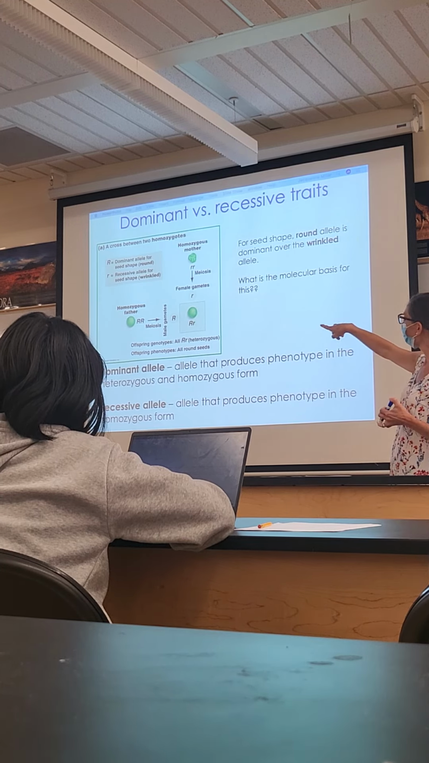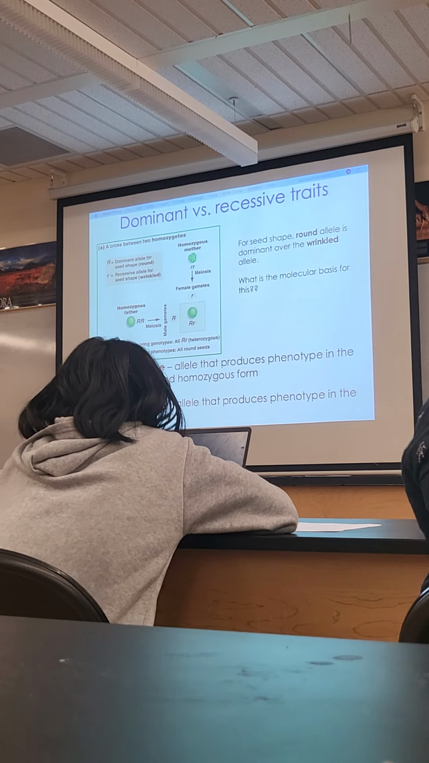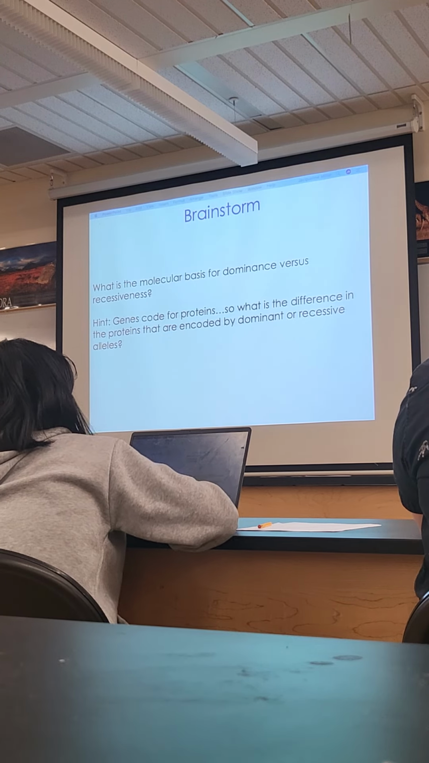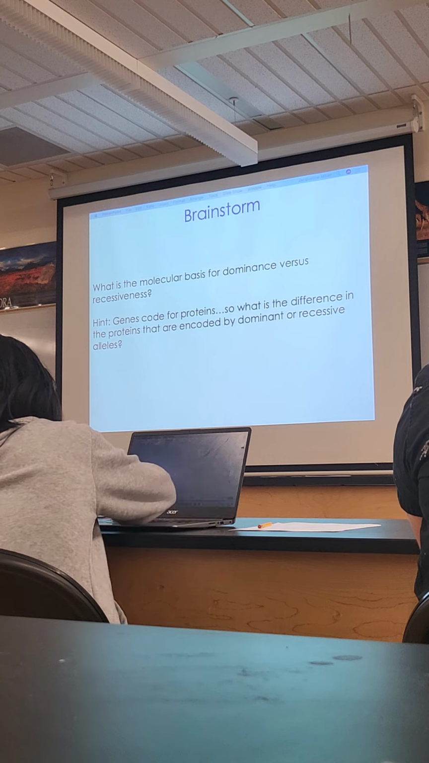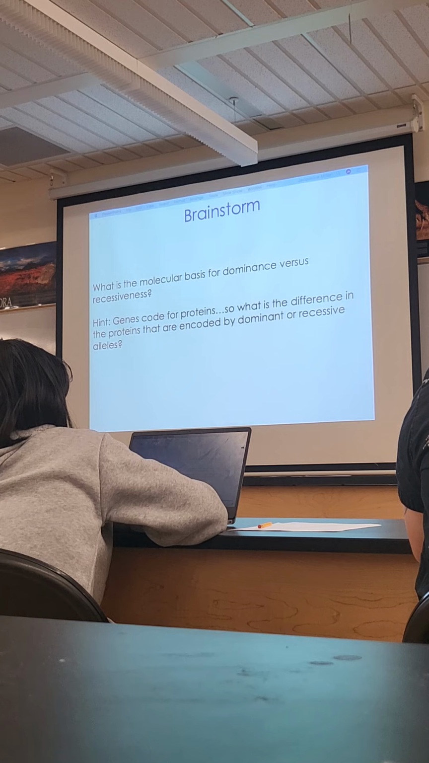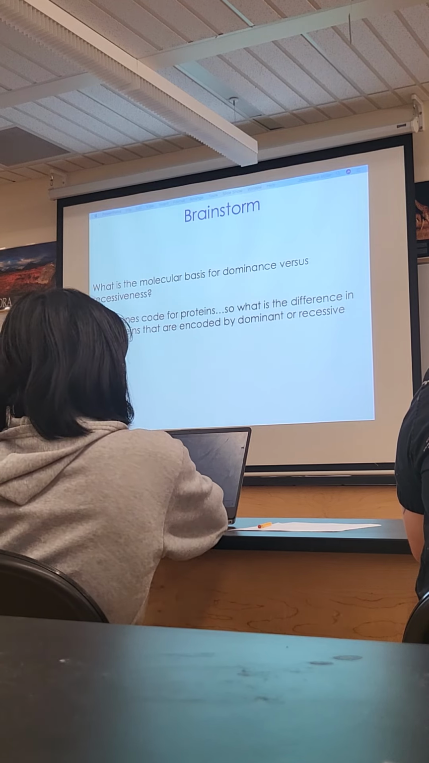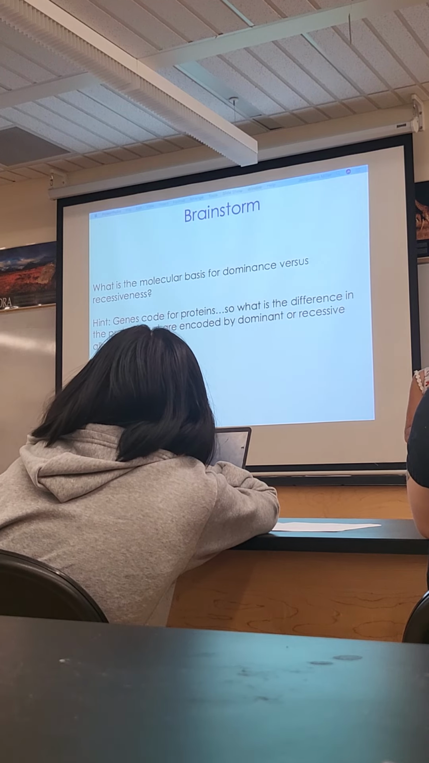Okay, so with this, we have round and wrinkled, right? Those are the two traits. I want you to think for a second, how could you explain this at a molecular level? What is the molecular basis for dominance versus recessiveness? My hint is that genes code for proteins, so what is really the difference in the proteins that are encoded by dominant versus recessive alleles? Why don't you talk to the person next to you, and see if you can come up with an answer. How do you explain dominance versus recessiveness?